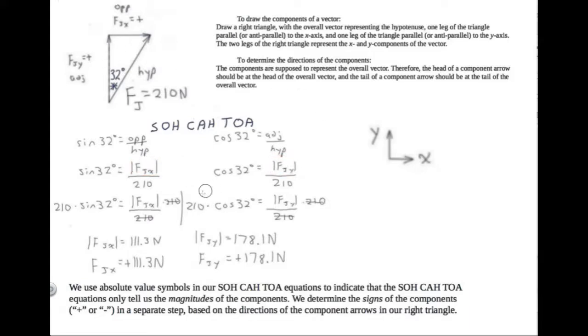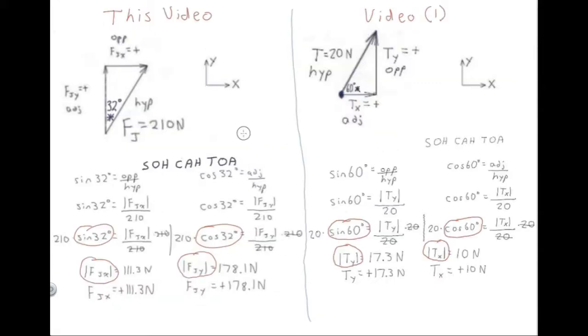Now we can solve our equations for the magnitudes of the components. And then in a separate step, we have to add plus or minus signs to the components. The x component is pointing to the right, which is the positive x direction, and the y component is pointing up, which is the positive y direction. So both components get plus signs. Now, for the problem that we are working on in this video, we used sine to find the magnitude of the x component, and we used cosine for the y component.